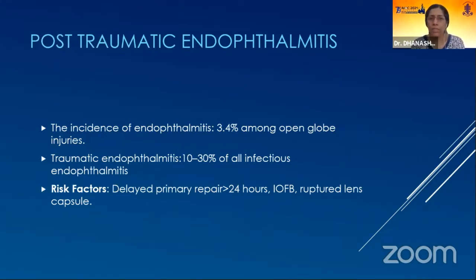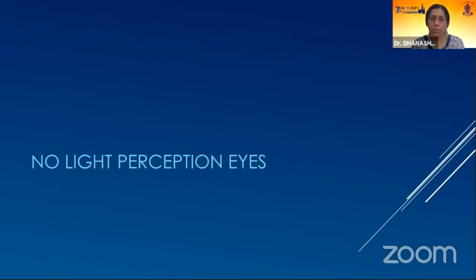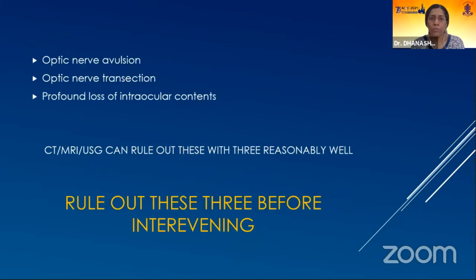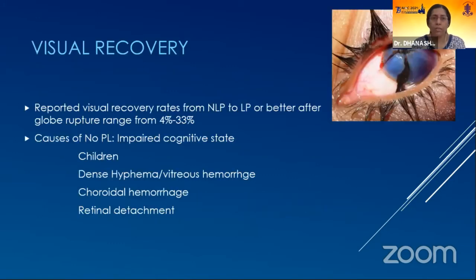the risk factors are delayed primary wound repair, presence of foreign body, and a ruptured lens or capsule. A note about no light perception eyes: what to do with these eyes, whether to attempt surgery or not. First of all, rule out these 3 things, that is optic nerve avulsion, optic nerve transection, and profound loss of intraocular contents. If these 3 are present, then definitely there is no chance of regaining any vision and you can leave these eyes. However, otherwise, if it is severe trauma, you can attempt repair.